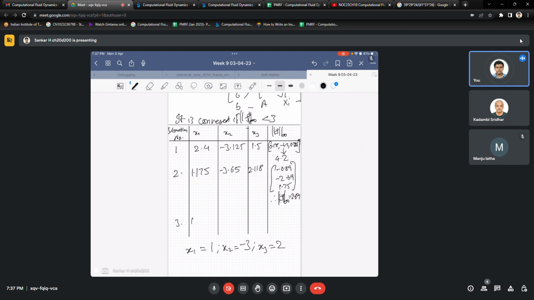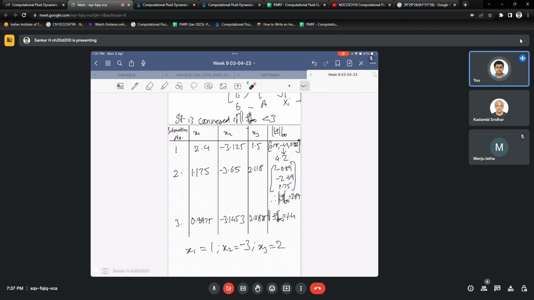We'll get it as 0.9975, minus 3.1453, 2.11875, and we'll get the infinite norm or the max value to be equal to 1.4.